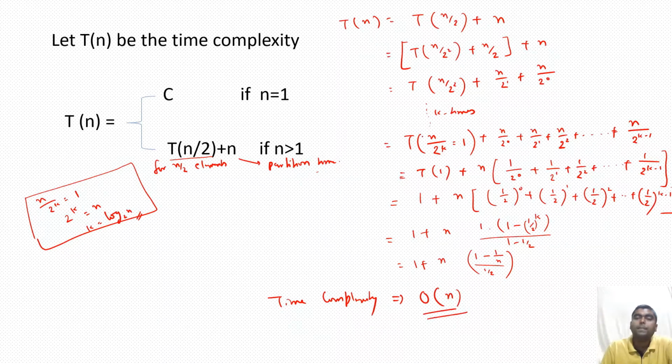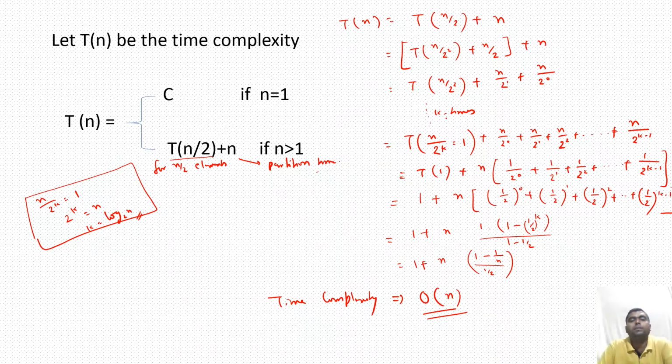Otherwise you can solve it directly using the master's method. So n raised to the power log a base b. So a is here 1, so log 2 is 2, so it is n raised to the power 0. So n is greater, so order of n will be the answer.